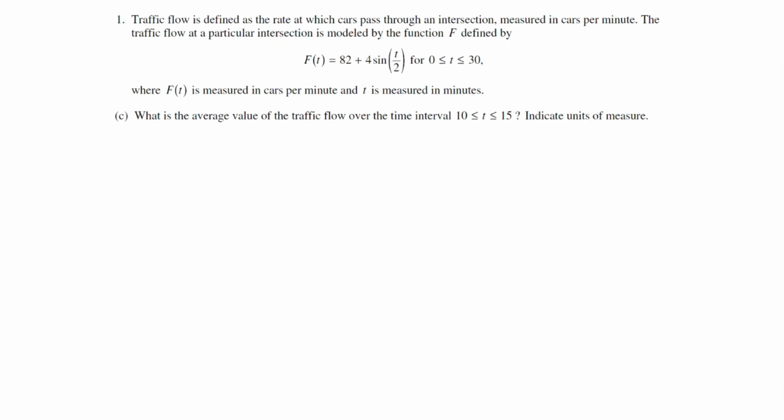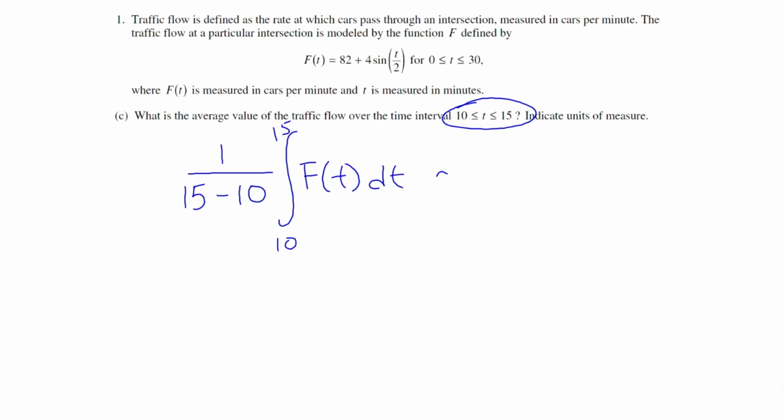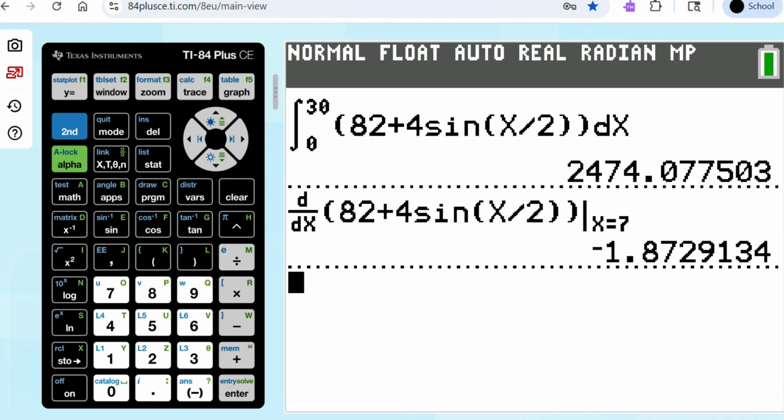For part C, it asks us the average value of the traffic flow. Well, to find the average value of a function, you do the mean value theorem for integrals, which says 1 over b minus a, so 15 minus 10, since that's the interval they've given us here, times the integral from 10 to 15 of the function. So again, this is a calculator question, so we're just going to put our function into the calculator. 15 minus 10, of course, is 5.